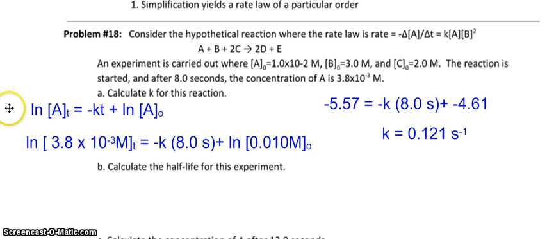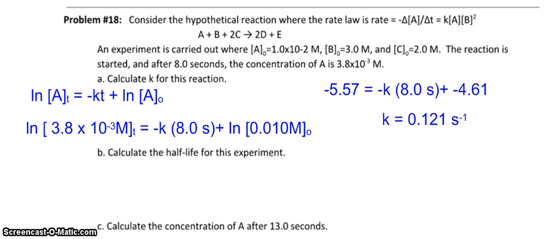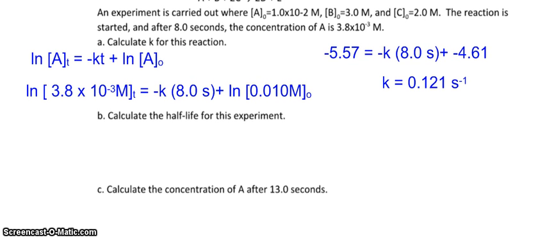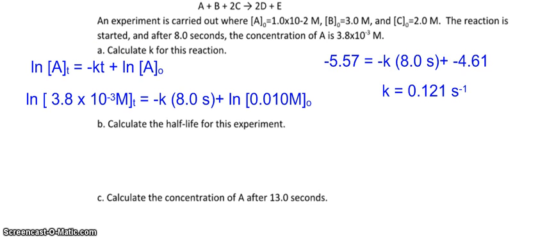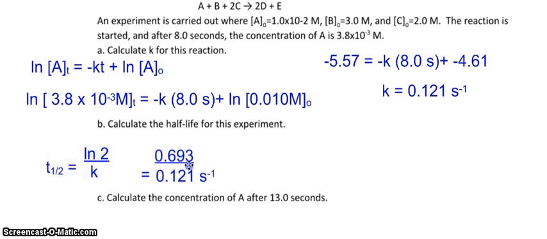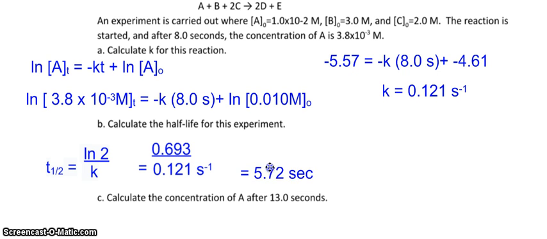All right, having done that, we can now calculate the half-life of the experiment. We know it's first order, so why don't you go ahead and work on this part. So here's the half-life. I plugged in my values, and here's my final answer. Now, does this answer make sense to you?